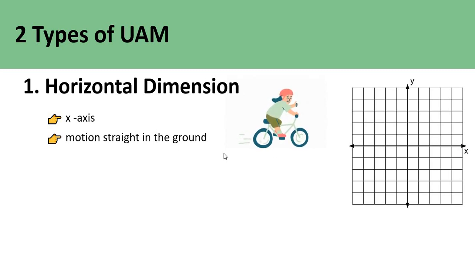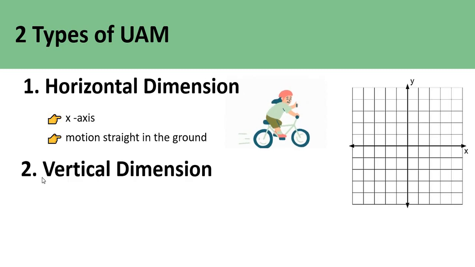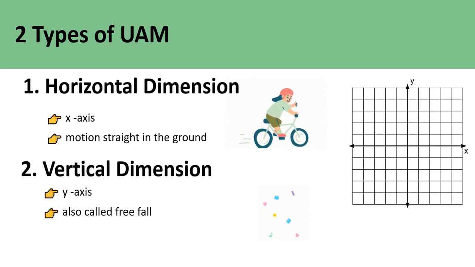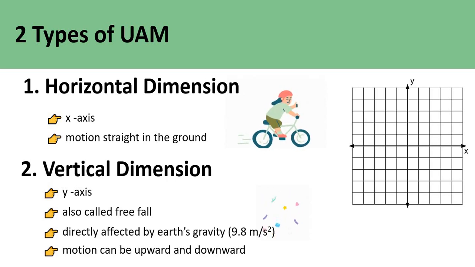The second type of uniformly accelerated motion is the vertical dimension, also known as free fall. It is a concept where objects are influenced solely by Earth's gravity as they move either upwards or downwards. In this scenario, objects experience a constant acceleration of 9.8 meters per second squared, showcasing the direct impact of gravity on their motion. Vertical UAM simplifies the understanding of how objects move under the force of gravity, highlighting the consistent acceleration experienced in free fall.